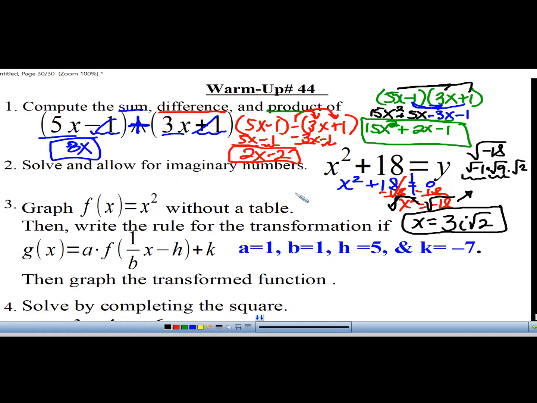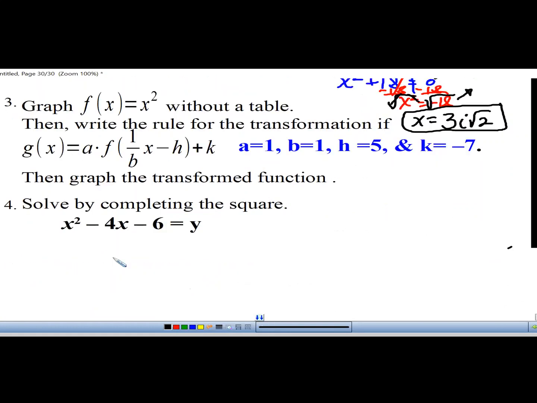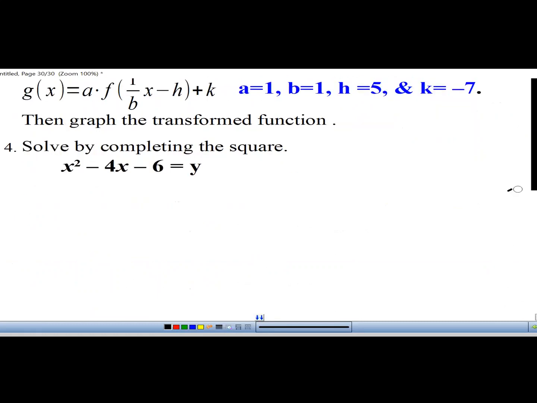Okay, let's move on. Let's go to number 4. I'm going to do number 3 at the end, so that I have plenty of space for that. So let me create some space here for number 4. The reason I'm revisiting this is because we're going to come back to it, guys, and completing the square is a skill that is a must, you need it, okay?